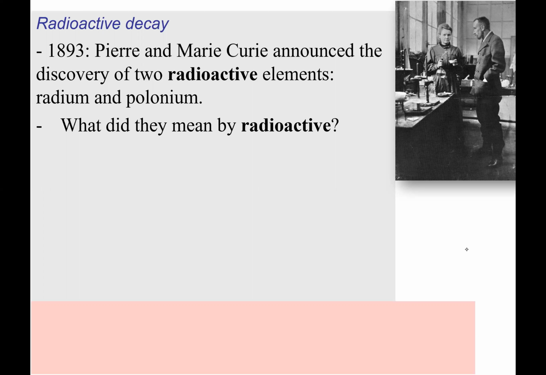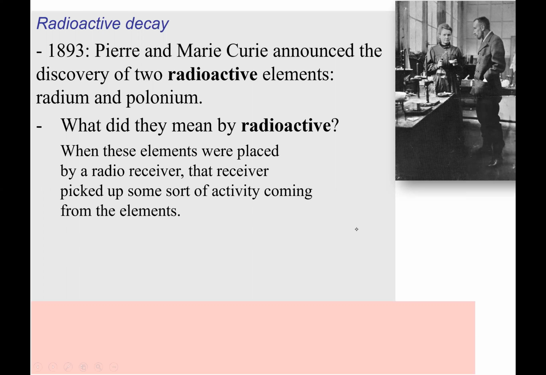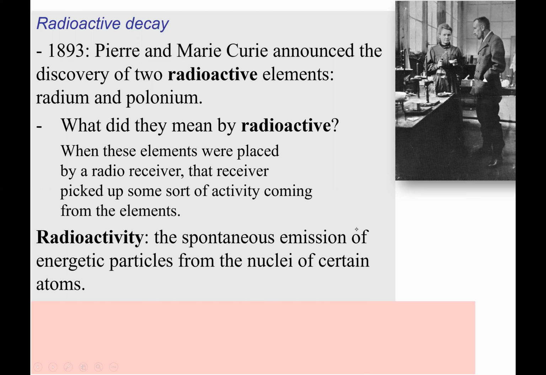What does that mean? What it meant was the following: when these elements were placed close to a radio receiver, like your common radio of the day, that receiver picked up some sort of interference coming from particles. There was some sort of activity associated with those nuclei that was causing interference with the receiver. After further testing and exploration, the idea was realized that these energetic particles were leaving these nuclei, and that's what was interacting with the radio receiver. So radioactivity is the spontaneous emission of energetic particles from the nuclei of certain atoms.